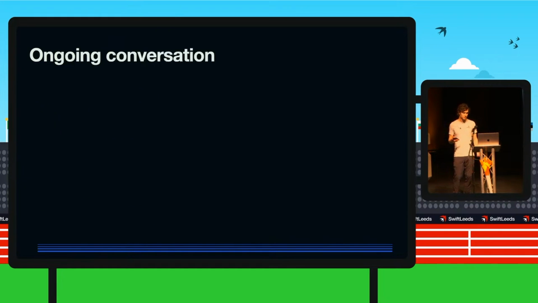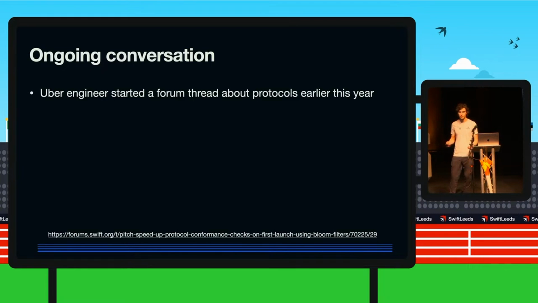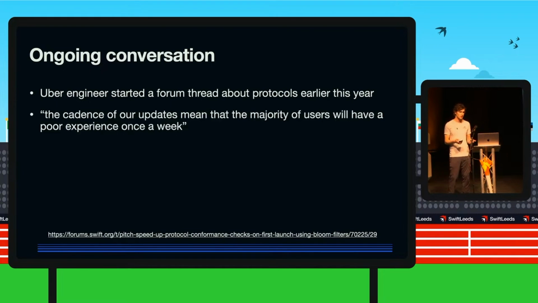But there's still some ongoing conversation in the Swift community about how to improve this even more. Just earlier this year, an engineer from Uber started a thread on the Swift forums about this exact issue, protocol conformances. What they said in the post is that the cadence of our updates means that the majority of users will have a poor experience once a week. That's because most users will be updating the app once a week, and the first time they update the app, the DYLD cache is not used, and a new cache is built. During that first app launch, the cache doesn't get used yet, and they hit the slow case through the app, where this n squared operation is happening.